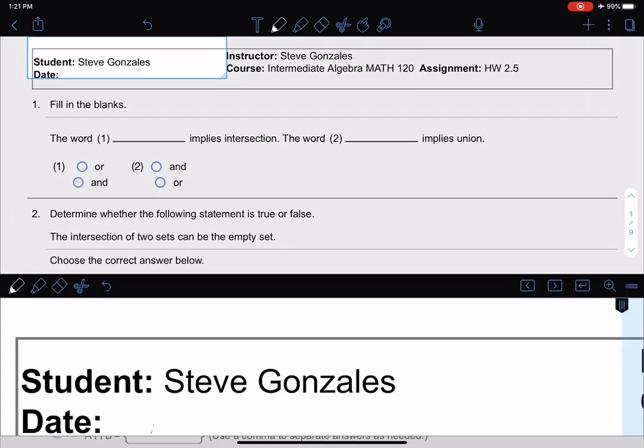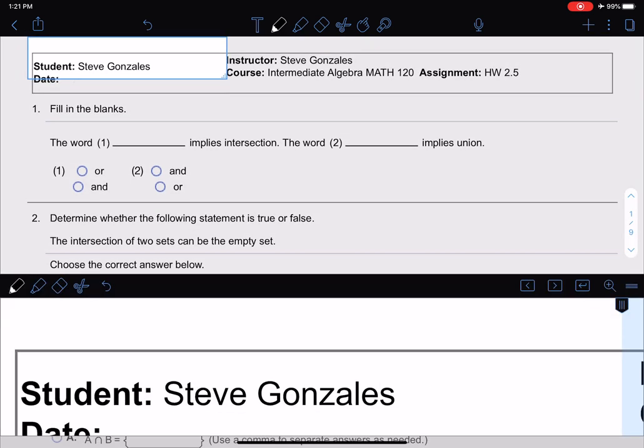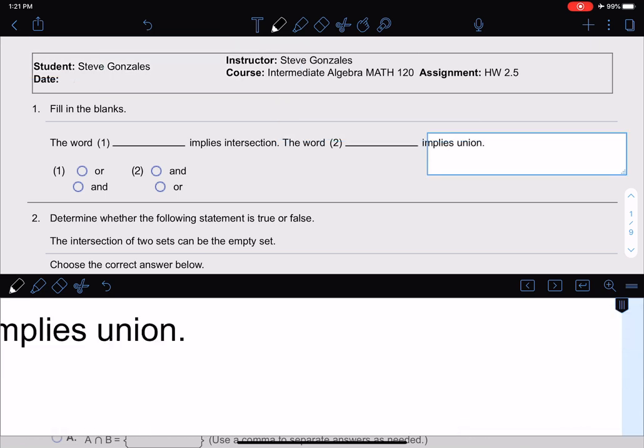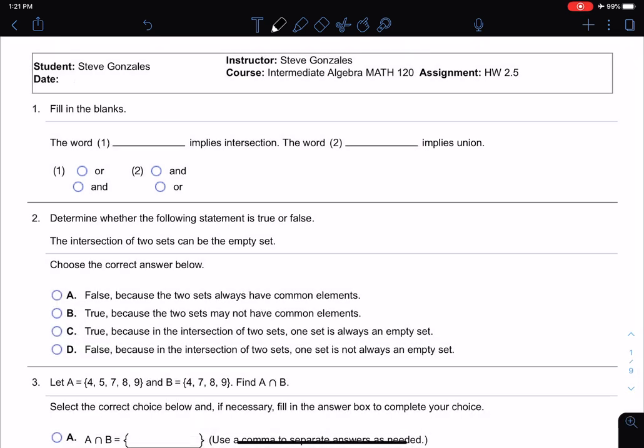assignment 2.5. And I don't know what the heck that was. The heck is that? Okay, that was weird. So 2.5, and I see my hand hit some magnifying glass.